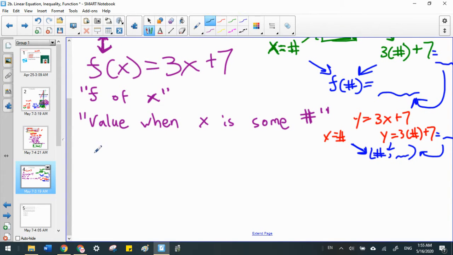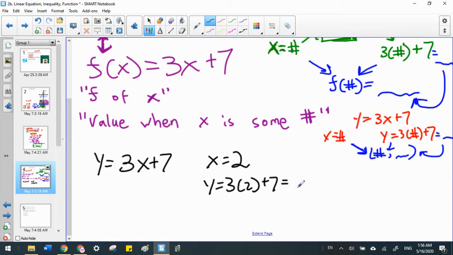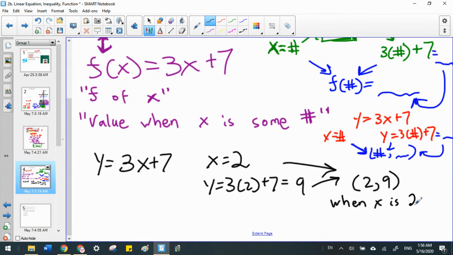So if I give you the equation y is equal to 3x plus 7, and I put in a point like x is equal to 2, then I would find y by doing 3 times 2 plus 7, which is going to give me 9, and therefore I have the point (2, 9), which reads: when x is 2, y is 9.